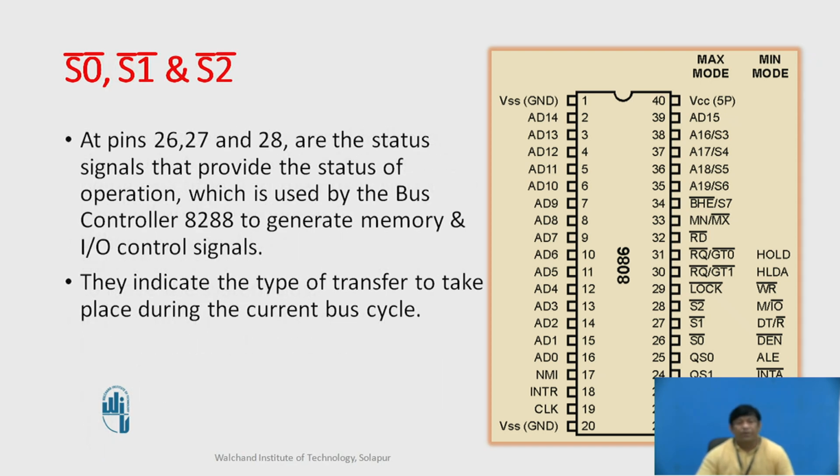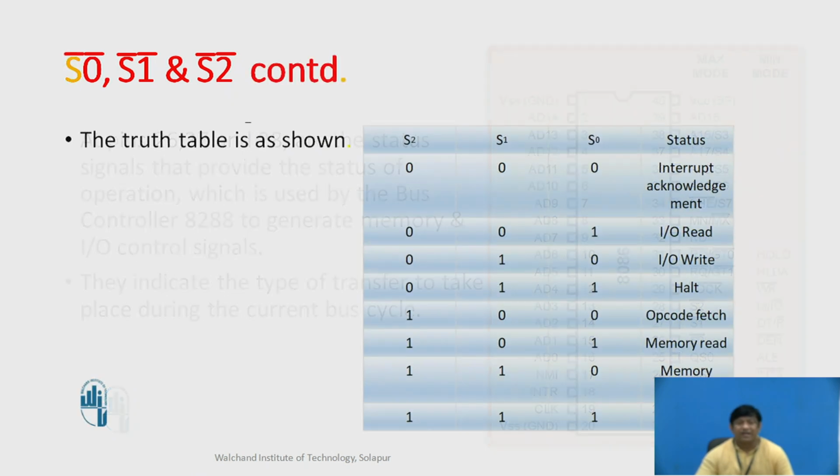Then pins 26, 27 and 28 are the status signals that provide the status of operation, which is used by the bus controller 8288 to generate memory and IO control signals. They indicate the type of transfer to take place during the current cycle. The truth table is here. When all the status inputs S0, S1 and S2 are 0, then it is an interrupt acknowledgement.